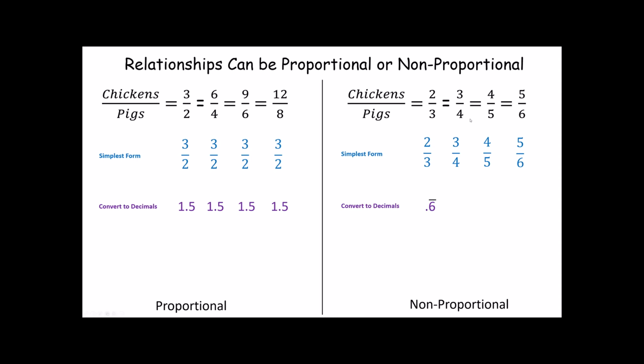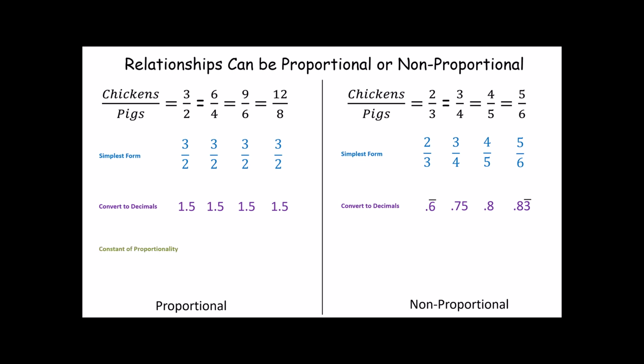But when I take 3/4 and convert it into a decimal, it's 0.75. Those do not match. 4/5 is 0.8. 5/6 is 0.83 repeating. Notice only the 3 is repeating. None of these match. In order for this to be proportional, or a proportional pattern, they must all match.